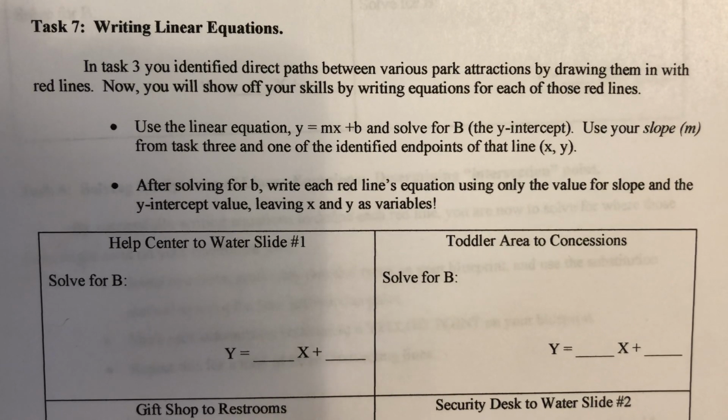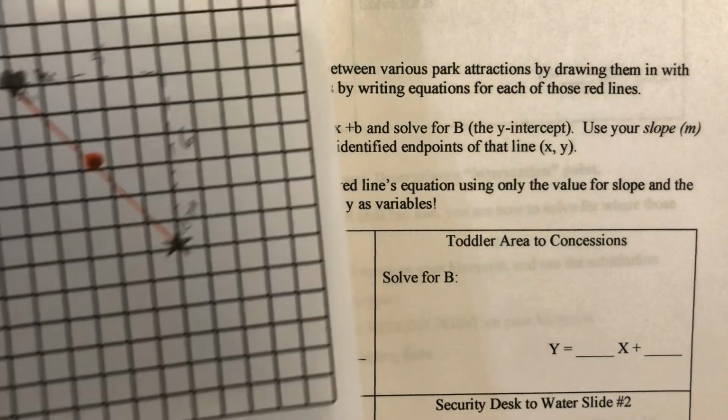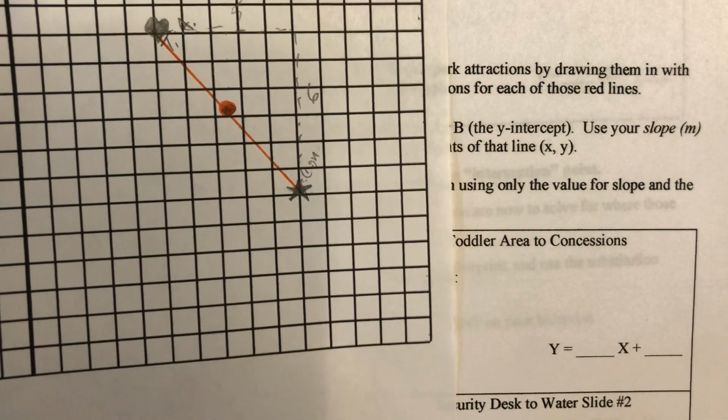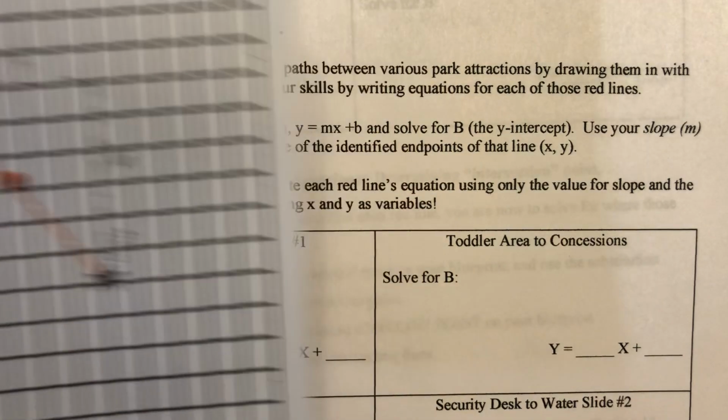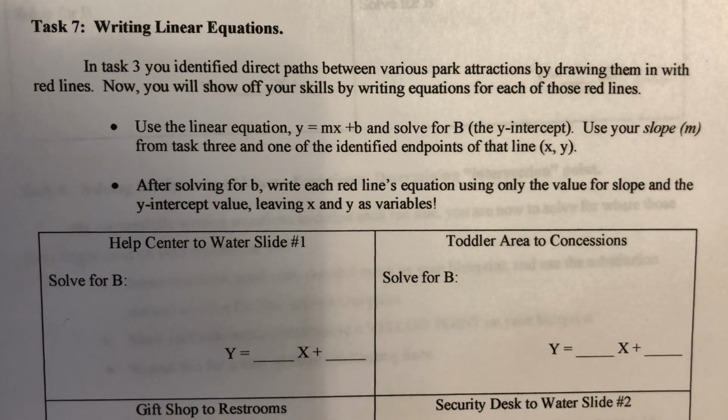So they've told us in task 3 we've identified direct paths between various park attractions by drawing them in with red lines. Whatever line color you chose, remember I used orange, it does not matter, but we connected those points. So when we connected the toddler area to the concession stand, it looked like this. Now we're going to show off our skills by writing equations for each of those lines. Again, it says red, whatever color you use. So we're going to find the equation of each of those lines.